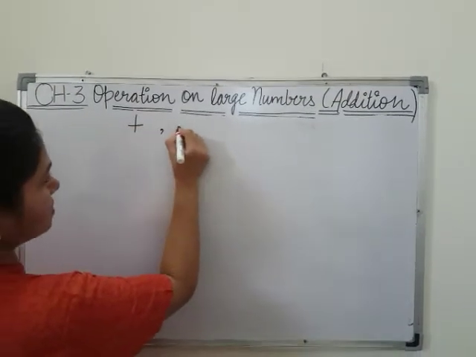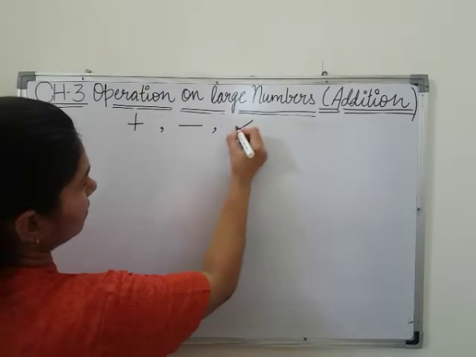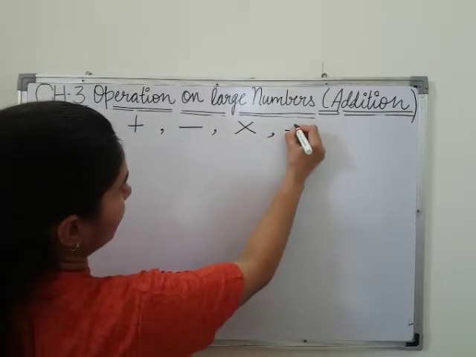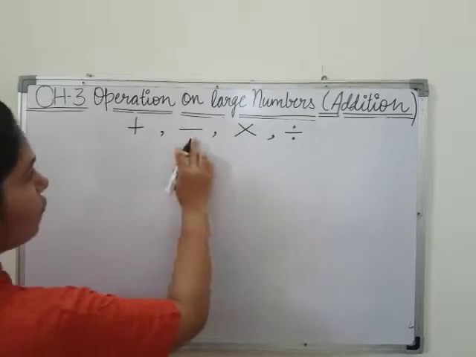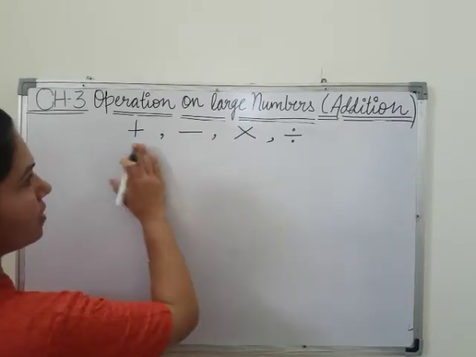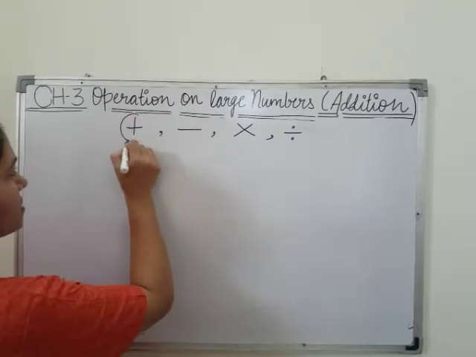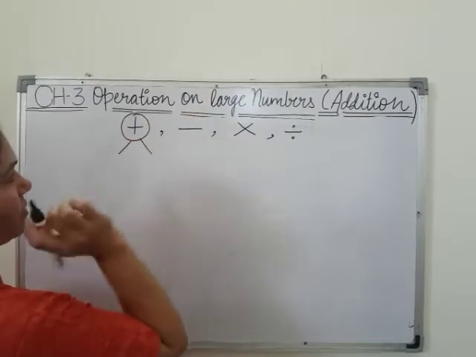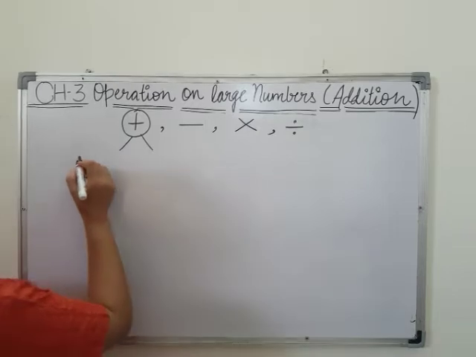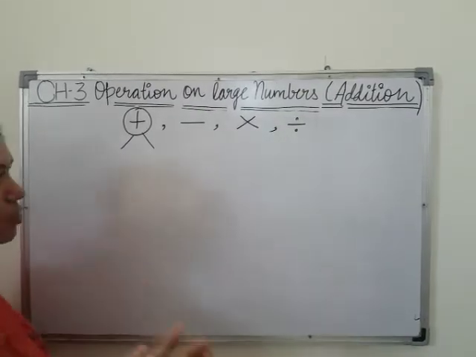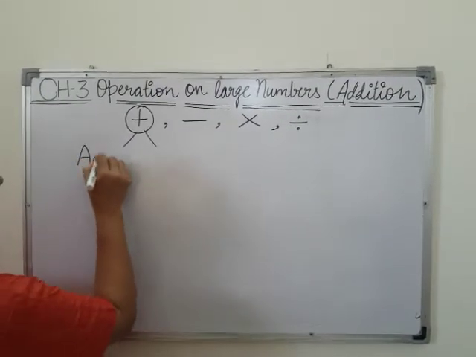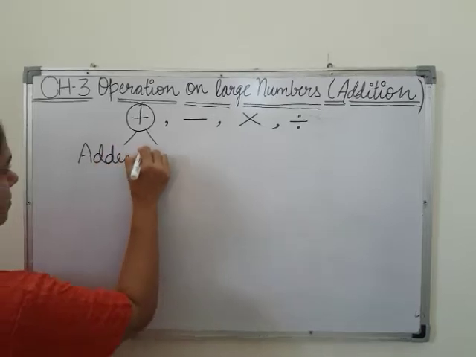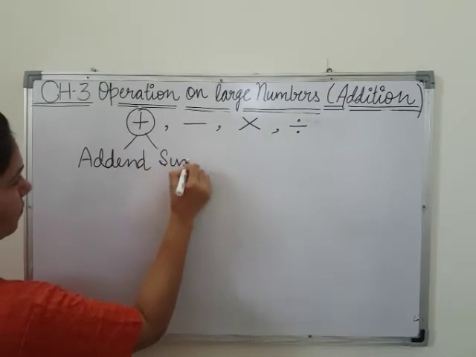addition, subtraction, multiplication and division. These four are the basic mathematical operations. From these, we shall perform addition with large numbers. For addition, first I will start with the terminologies, which are addend and sum.